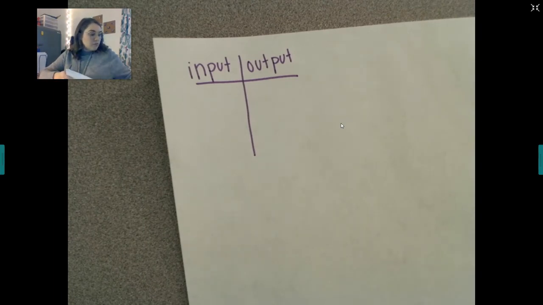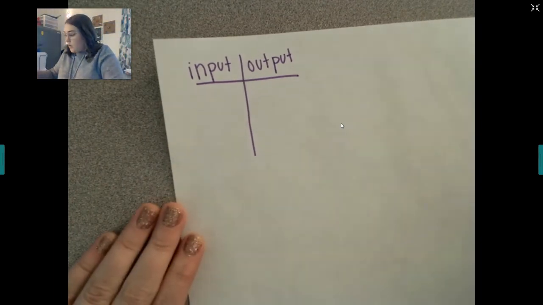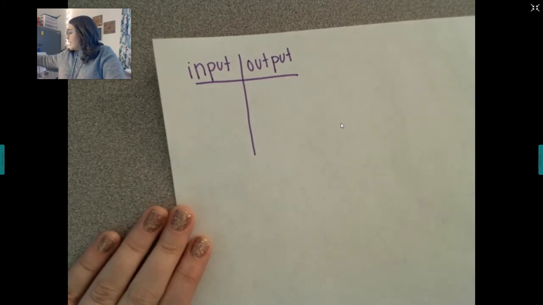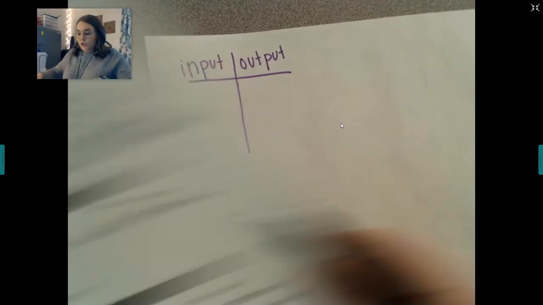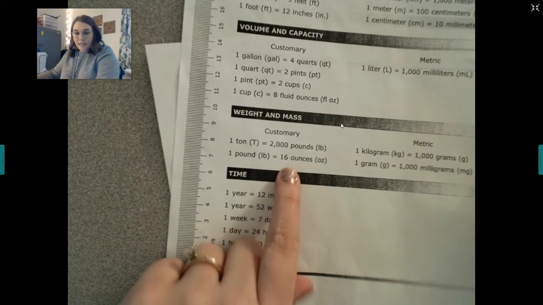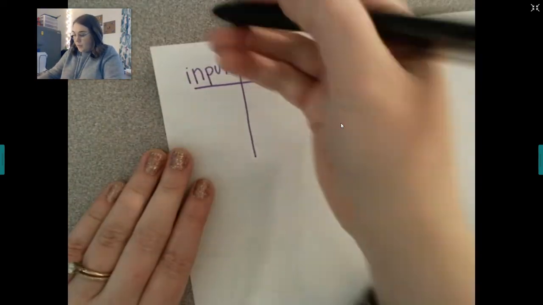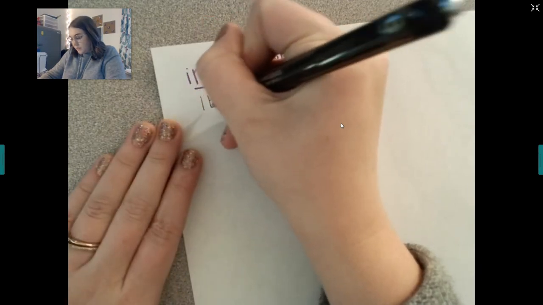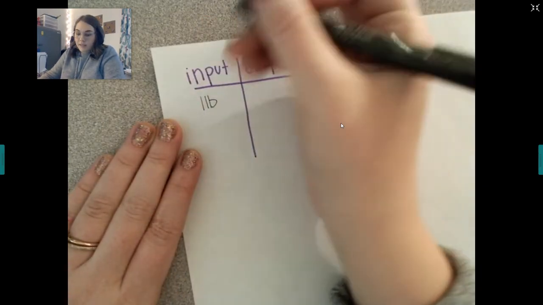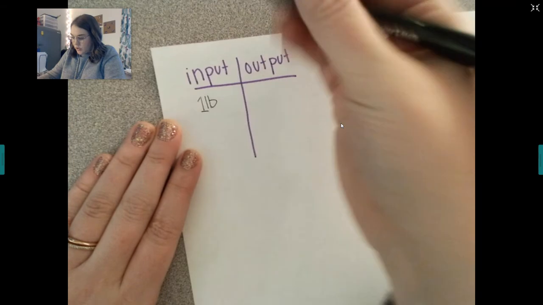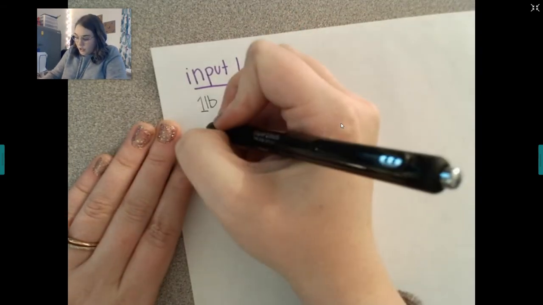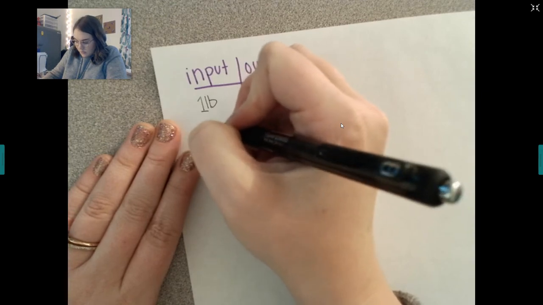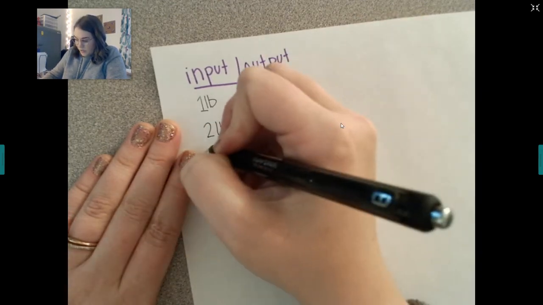Once you find the rule, then it's easy to apply it to the rest of the table. So let me write down what I want you to put on there. I'm taking all of this from our star chart. So if 1 pound is 16 ounces, so if I put 1 pound, LB is the abbreviation for pound. So 1 pound is 16 ounces. How much is 2 pounds? And how much is 4 pounds?